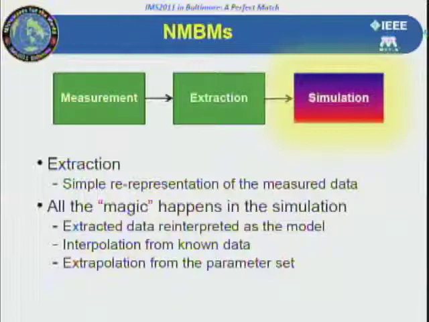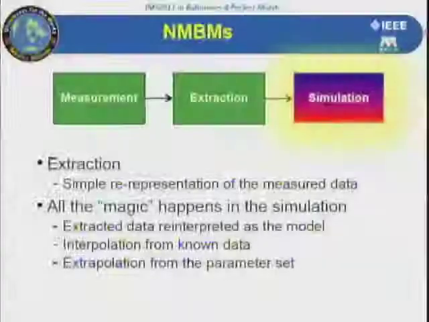But really what happens through the extraction step is that we just reformat the data, if you will, that comes off of the piece of test equipment into something that the simulator can read. And all the magic happens in the simulation because we're taking that data and reinterpreting it into a model. Similar to what you saw in the last presentation, the ability to take that data and represent it in different frequency domains, that's really magical. That's a great way to reduce the frequency set and make some real simulation magic where we couldn't do that previously in a full-blown harmonic balance simulation because we'd have to calculate all those frequencies and derivatives anyway. So all the magic in an NMBM happens in the simulation.